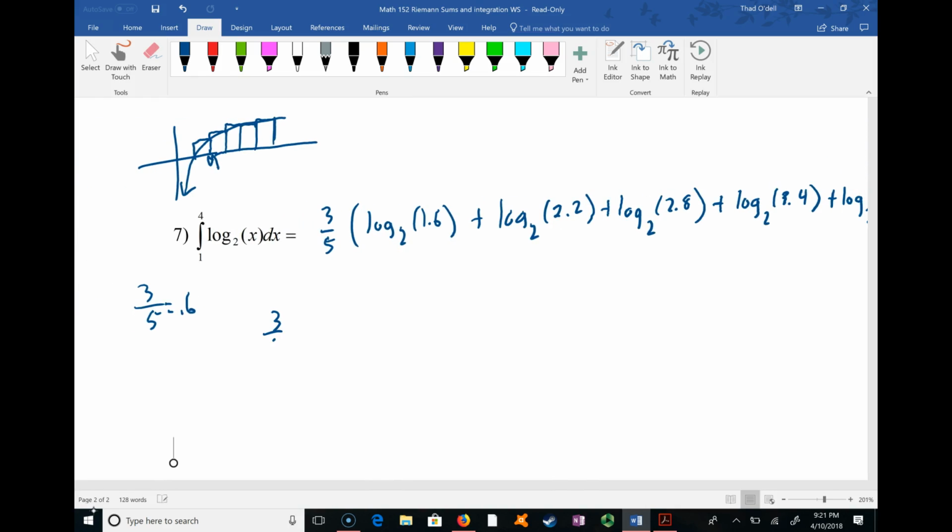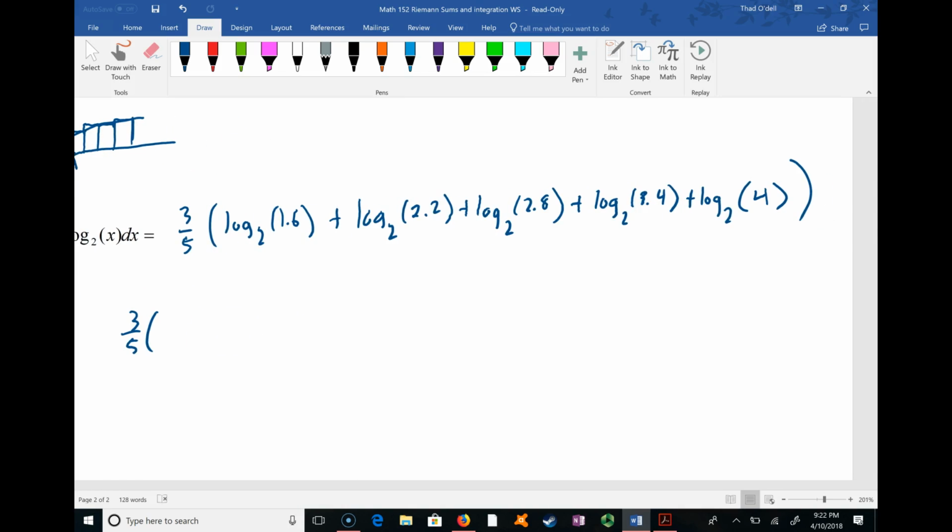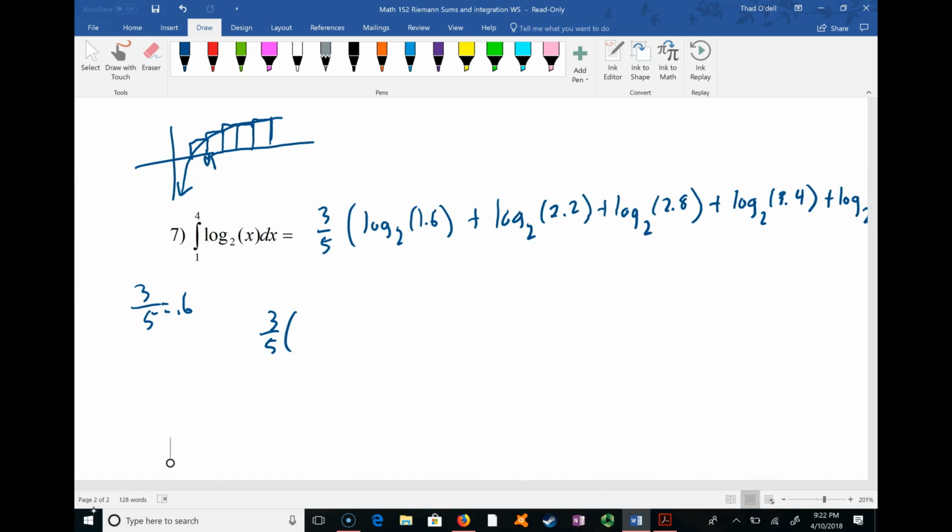My lower would be 3/5 times, and all those same things, except drop off the log base 2 of 4 and add in a log base 2 of 1. That'd be my beginning one. And this would go there, this would go there, this would go there, this would go there, and I'd be done.